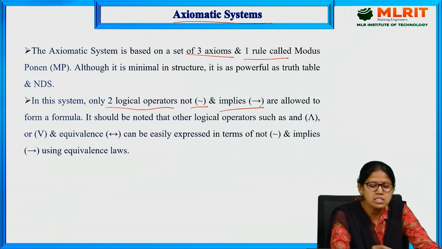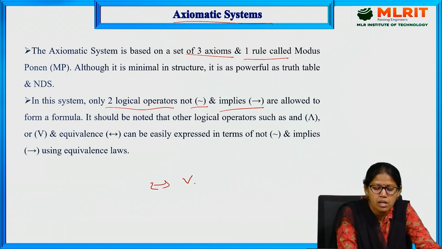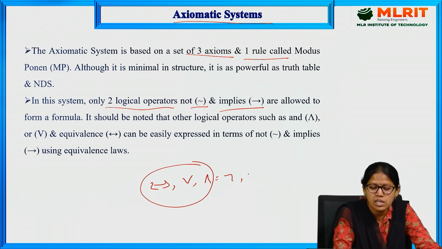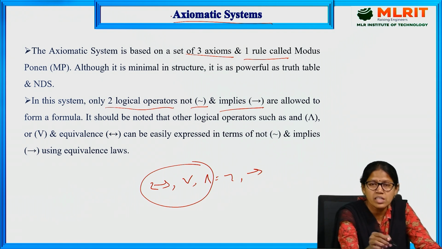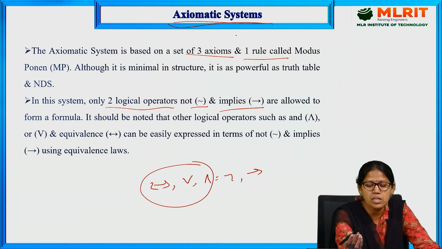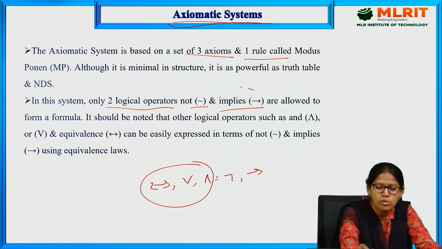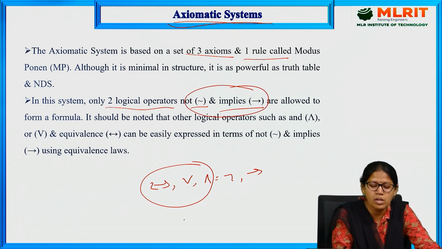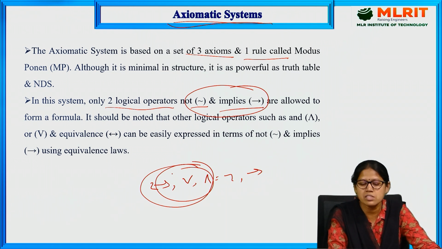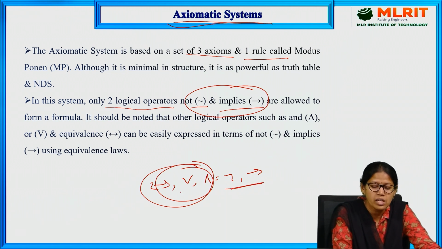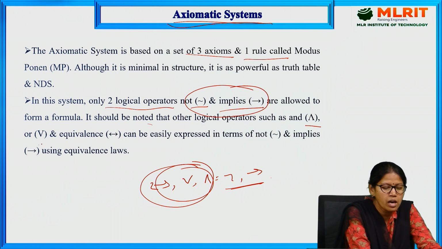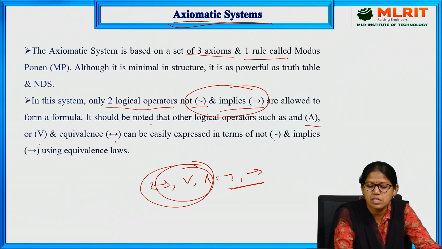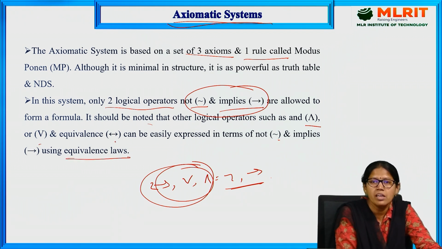So if it is using equivalence or and, then we need to convert these symbols with the negation and implies. That system says that it is an axiomatic system. The axiomatic system consists of only these 2 values. If the formula contains other connectives also, by using the equivalence laws, we need to convert those connectives to negation and implies. It should be noted that other logical operators such as and, or, equivalence can be easily expressed in terms of negation and implies using the equivalence laws.